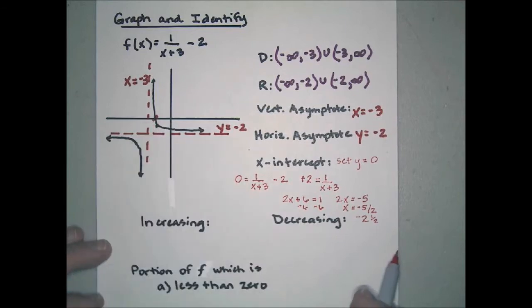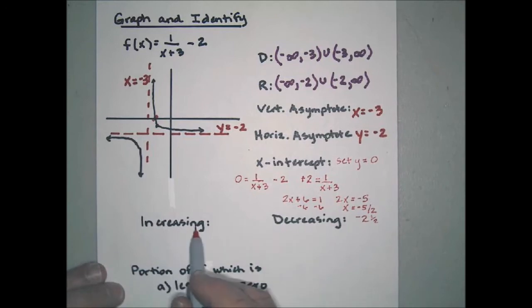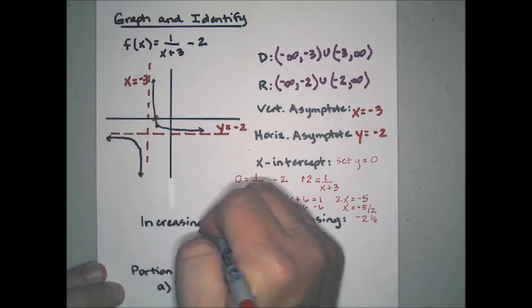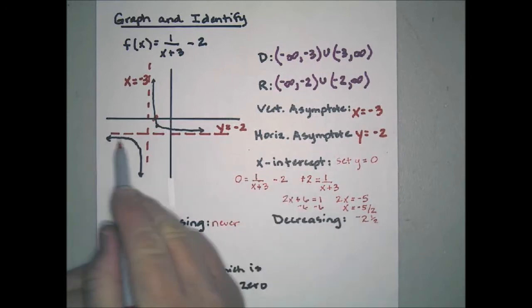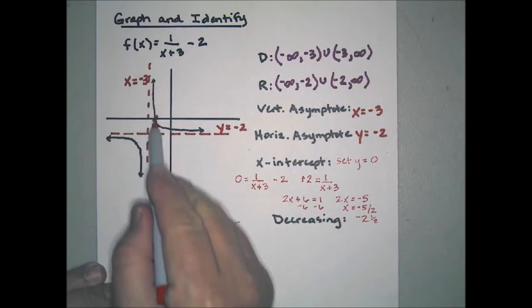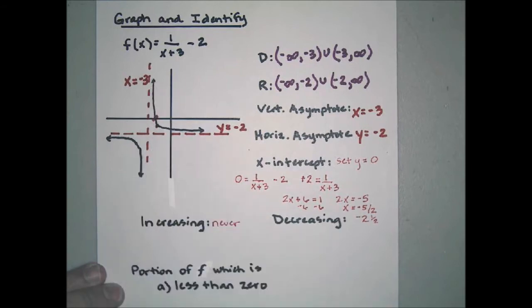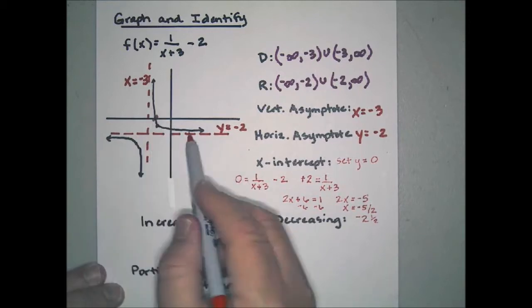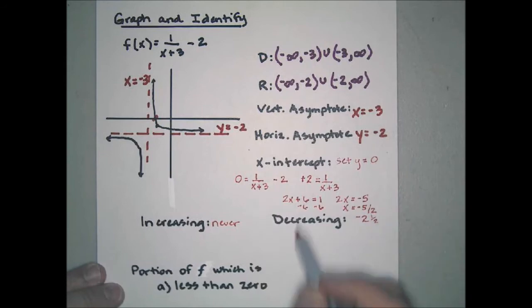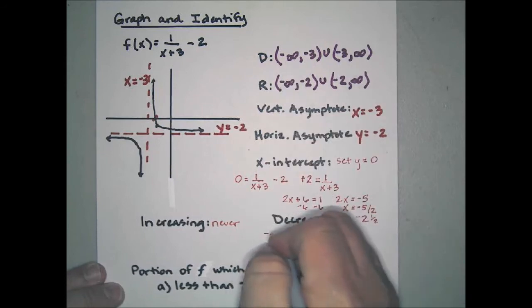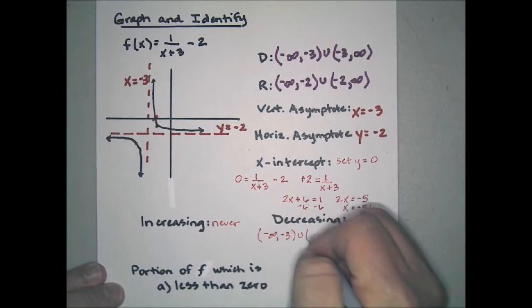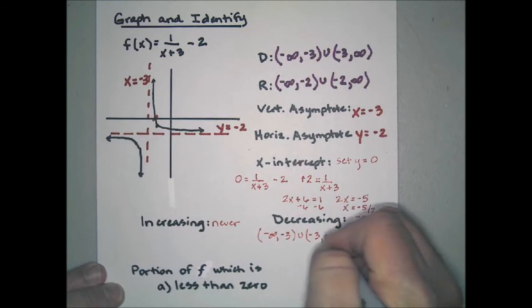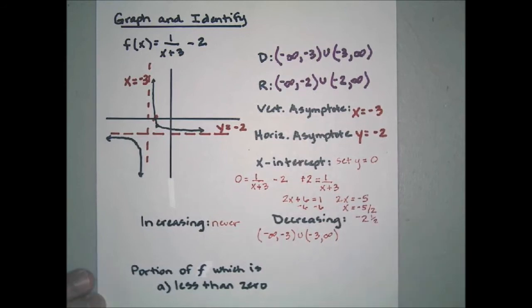That is the value of that point right there. That's the coordinate. Now, where is this graph increasing? It never is increasing. It's a decreasing portion right here, and it's also a decreasing portion right here. Okay. Where is it decreasing? Well, it's always decreasing, so all we have to do is rewrite the domain. Negative infinity to negative 3 and negative 3 to positive infinity.